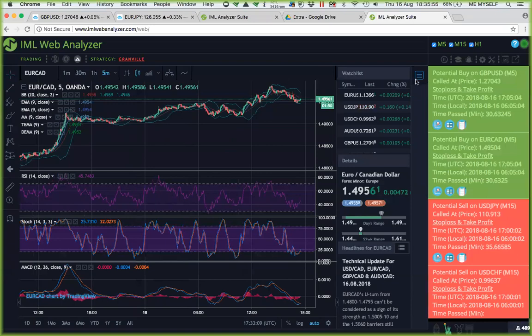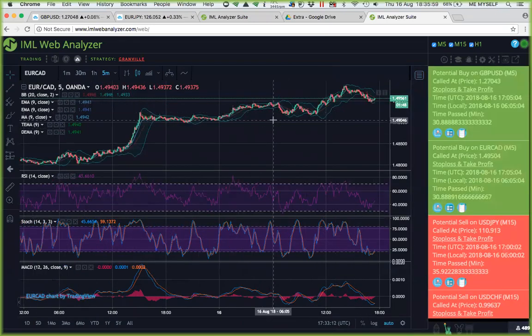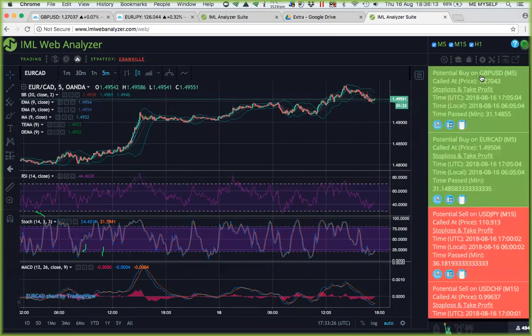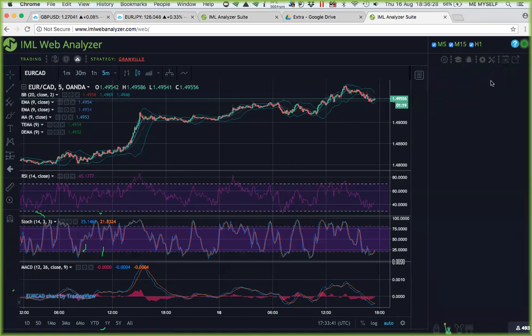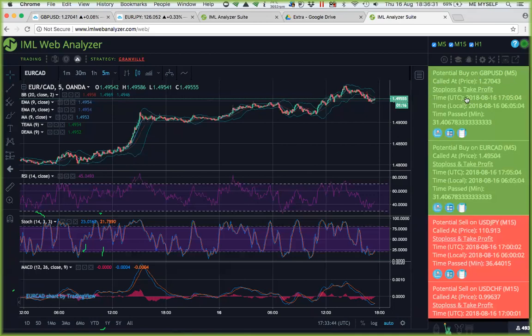So when you come onto the web analyzer, you'll see this chart, and you'll see indicators, and then you'll see trade calls on the left or the right hand side, depending on how you see it. These trade calls, anything in green is for a buy, anything in red is for a sell. Now, whenever the analyzer gives you a call for a buy at a certain price, you don't take the trade immediately. You've got to apply a trading strategy to the analyzer.